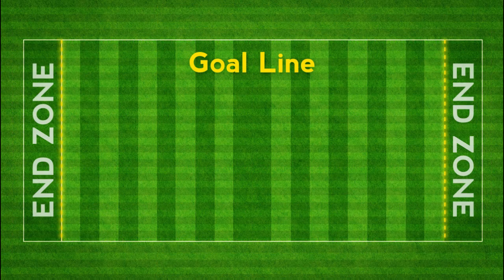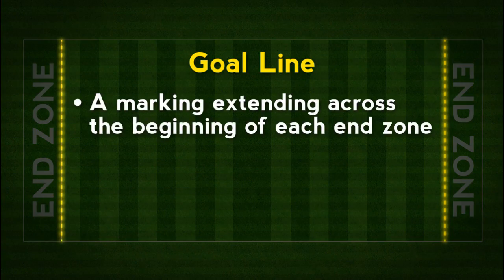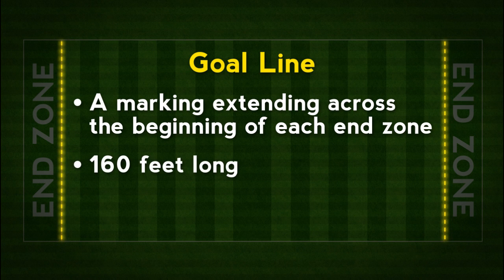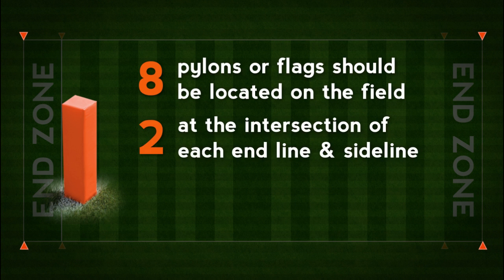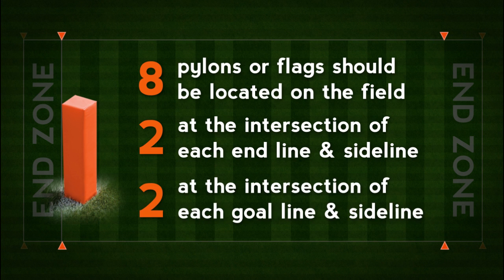Goal line. The goal line is a marking extending across the beginning of each end zone and is 160 feet long. 8 pylons or flags should be located on the field, 2 at the intersection of each end line and sideline, and 2 at the intersection of each goal line and sideline.